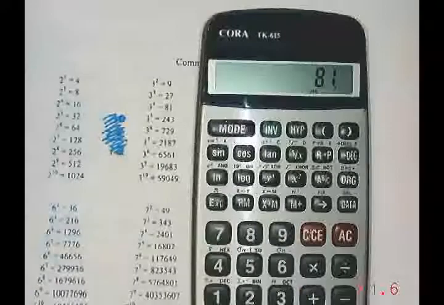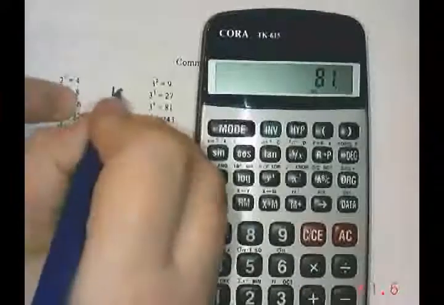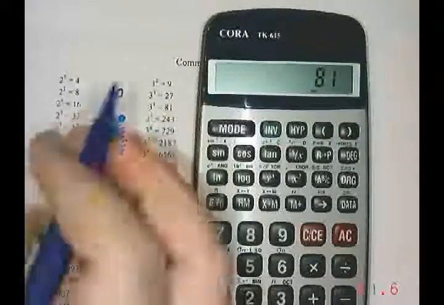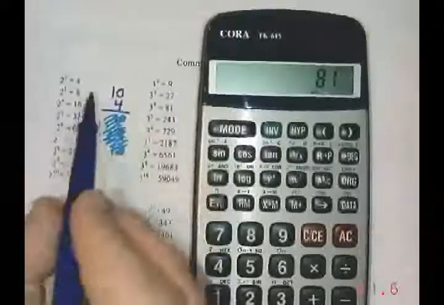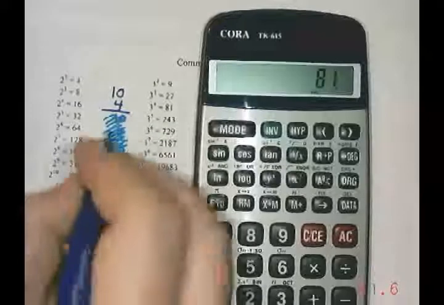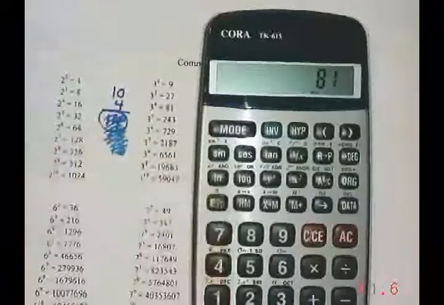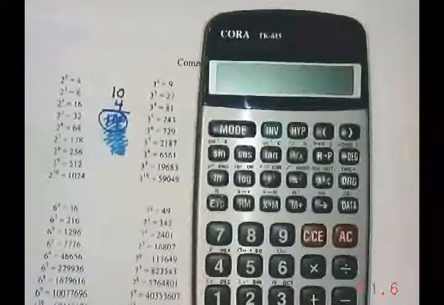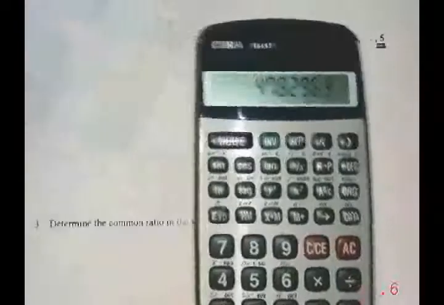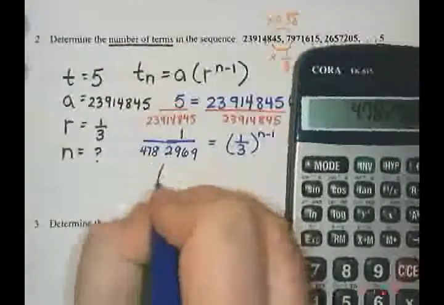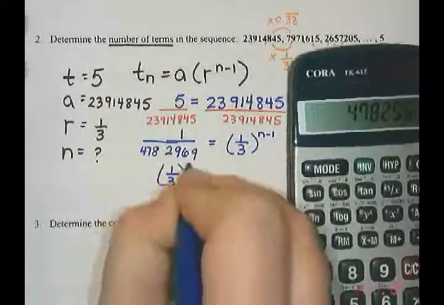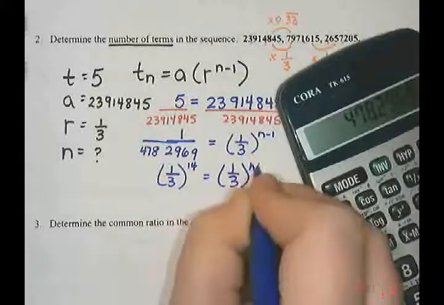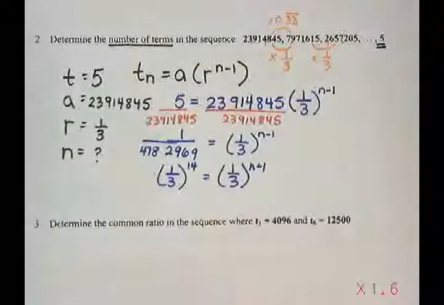And I get 81. So this was 3 to the 10. And then 81, if I look at my sheet, is 3 to the 4. So if I add 10 and 4 together, I get 3 to the power of 14. So I'm going to try that, 3 to the power of 14, which is the number I'm looking for. So this is going to be 1/3 to the power of 14 equals 1/3 to the power of n minus 1.